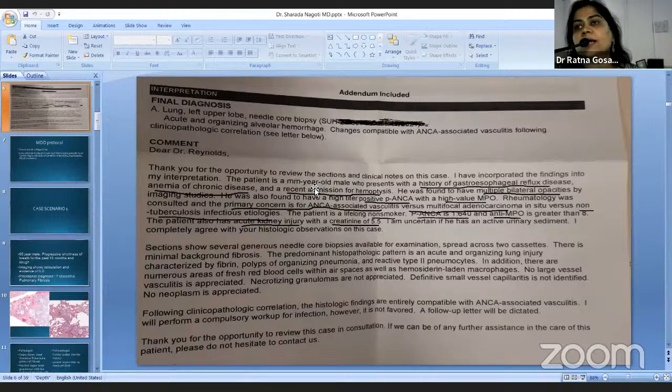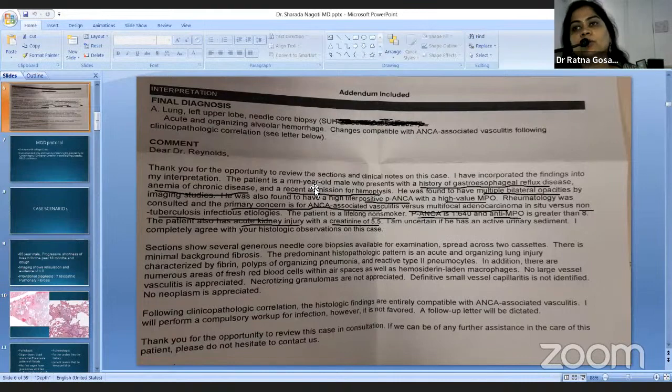So this is the sample report of the Mayo Clinic. This is how they sign out. In the interpretation, first the final diagnosis is given. The site of the biopsy is mentioned first: left lung, left upper lobe, needle core biopsy in this case, and the diagnosis here is acute and organizing alveolar hemorrhage. Changes compatible with ANCA-associated vasculitis following clinico-pathological correlation.